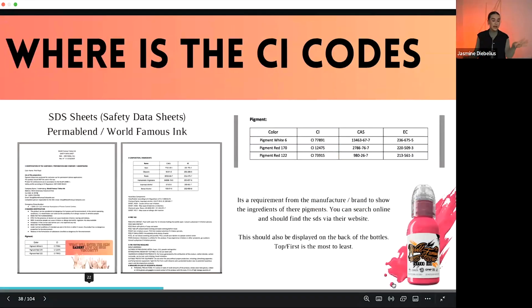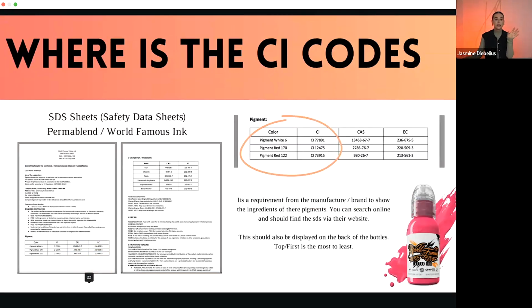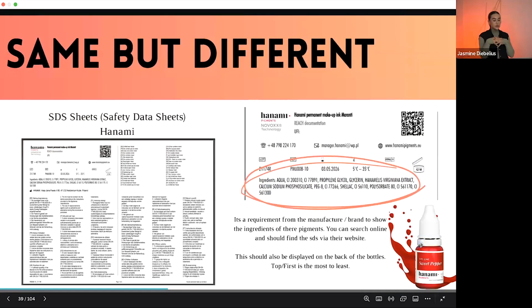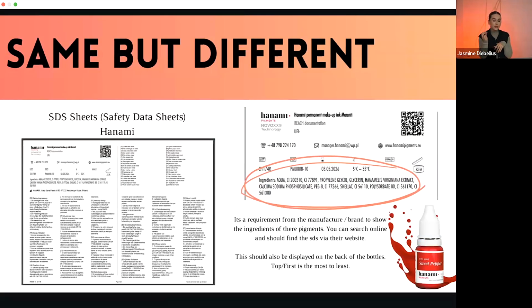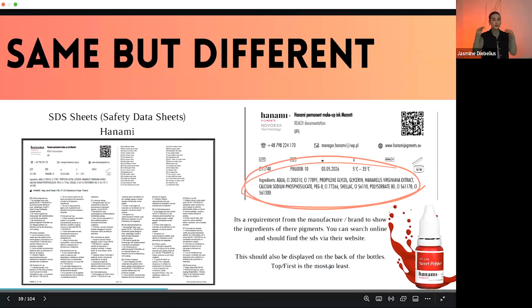Okay, so also, this is also displayed on the back of your bottles. If you already have the pigment in your studio, look on the back of the bottle. It will list the CIs and the ingredients on the back, but you can also find this information on the SDS sheets. So sometimes, well, all the time, brands will display this in a slightly different format. I was looking for ages for a box, and it's not in a box on this particular brand. So this is a Hanami SDS sheet, and you can see, about a quarter of the way down the page, the ingredients are in a list rather than a grid.